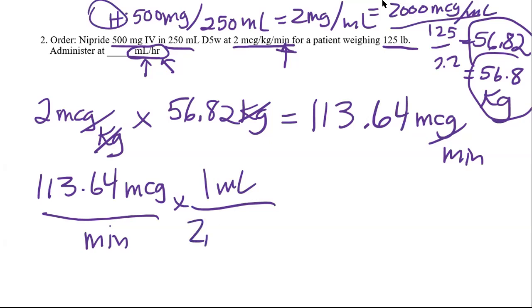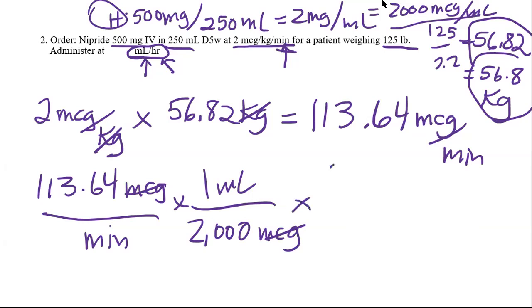It's going to be 2,000 micrograms. Now we can cross out the micrograms, and we've got 113.64 divided by 2,000. And what we get is a crazy small number, but we still need hours. Okay, so let's keep going.